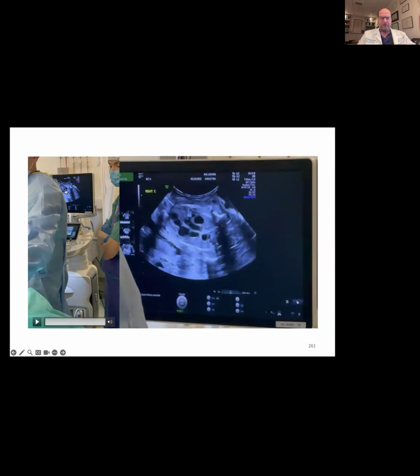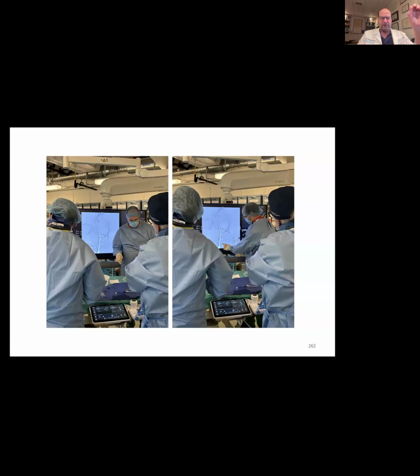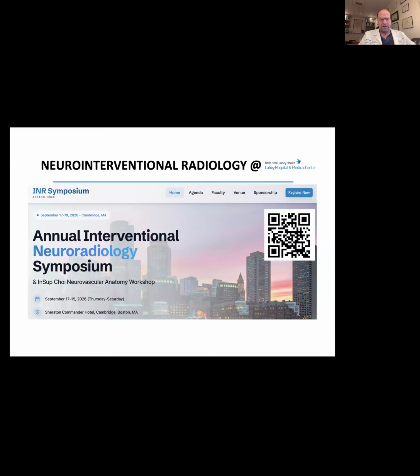We put a wire through the needle, and now we have access to the entire fetus while the fetus is still in utero. And here we can treat now a vascular malformation and then take everything out, put the uterus back into the mother, and have the child be born at a normal gestational age.